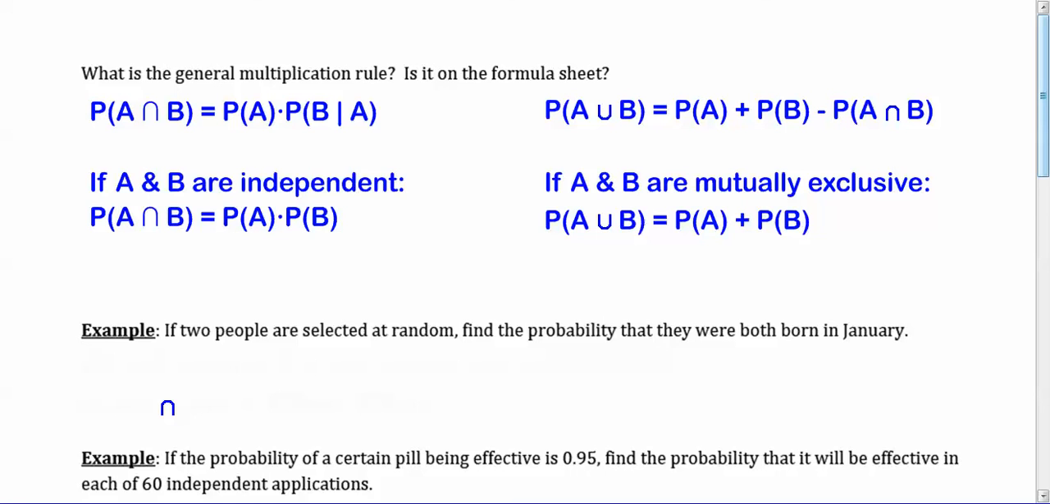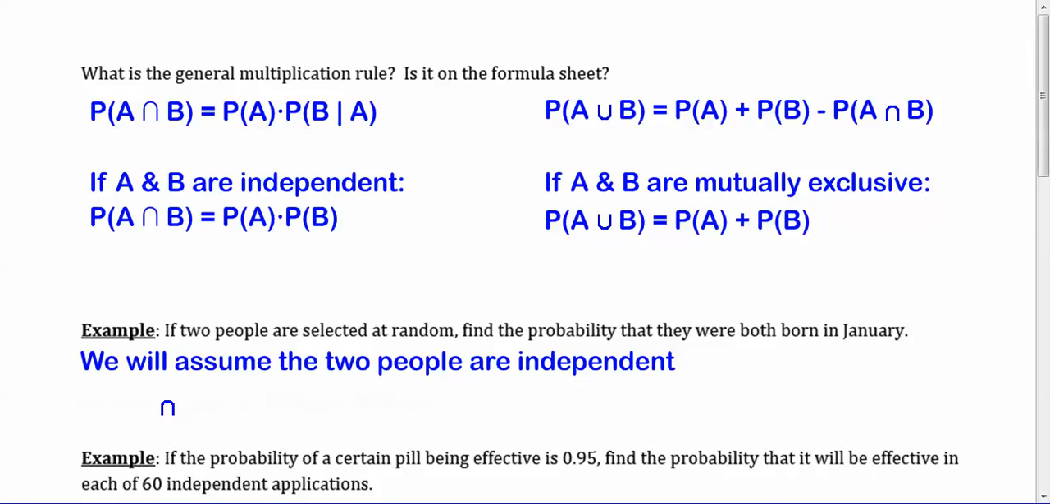All right, let's run through a bunch of examples now. If two people are selected at random, find the probability that they were both born in January. Now this is a seemingly very simple question. However, there's a really important assumption that we're making here. In order to answer this question, we kind of have to assume that these people are independent.